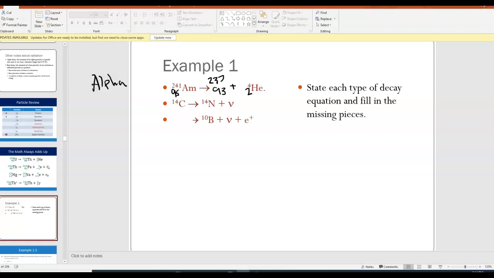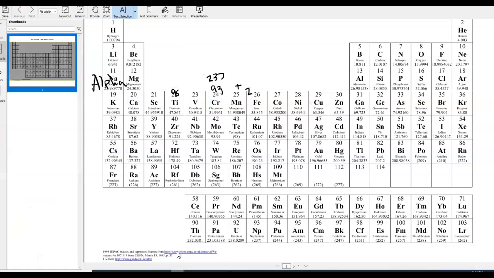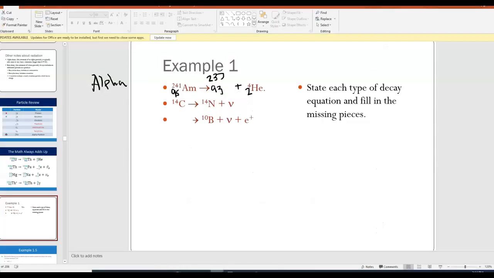Now, that says 7 by the way. Let me erase that. Okay, so 237, 93, and I don't know what element has atomic number 93, so I go to my periodic table and I look right here. Atomic number 93 is neptunium, Np. Okay, so to finish off this problem, I would just write Np. So americium 241 undergoes alpha decay and turns into neptunium 237. Okay, so that is just a simple problem with a radioactive decay equation.